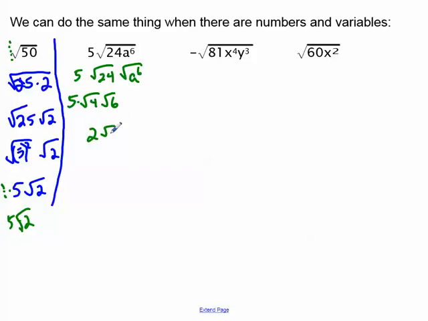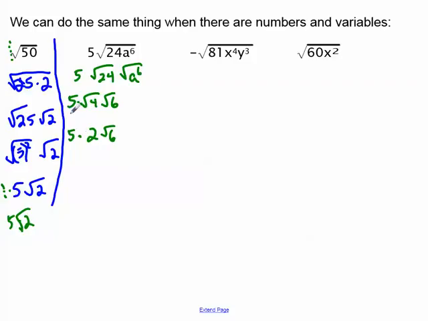Square root of 6 is still square root of 6. Square root of 6 cannot be rewritten as a perfect square times something else because 4 is the only perfect square that's smaller than 6, but 4 can't be multiplied by a whole number to get to 6. So square root of 6 is not a perfect square and cannot be rewritten as a perfect square. So we're done with that one.